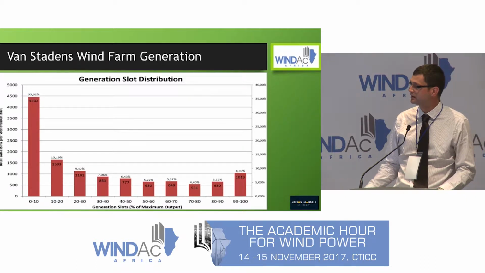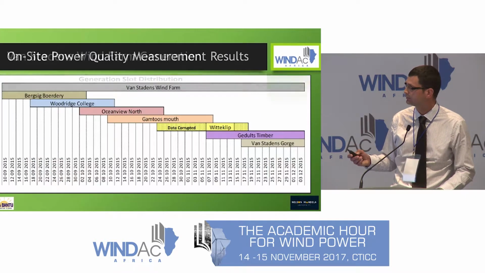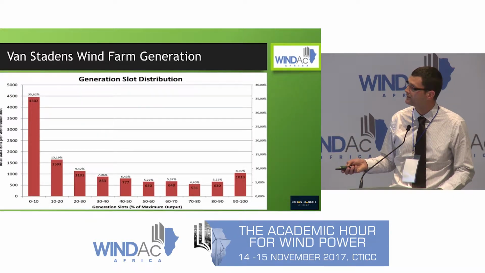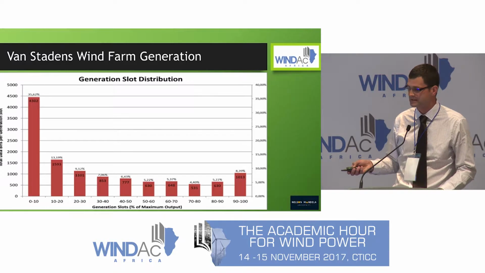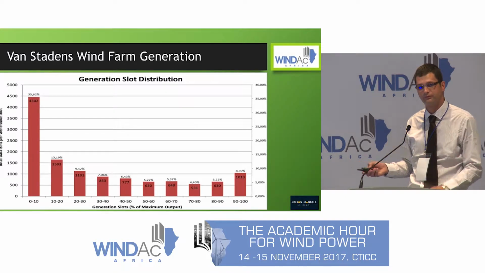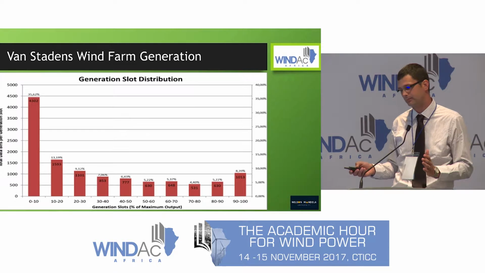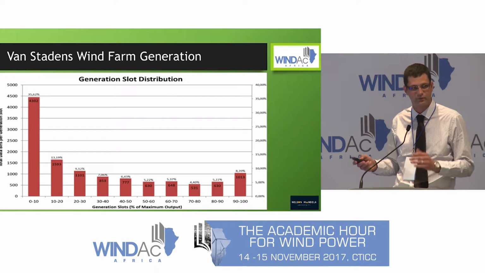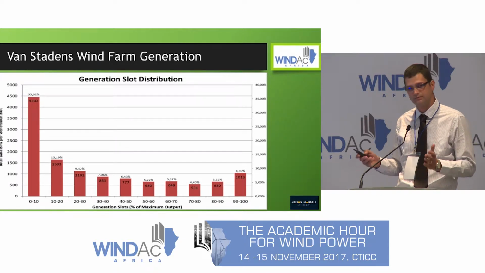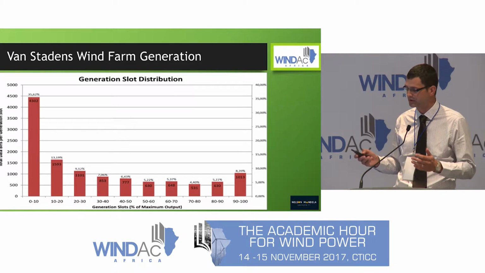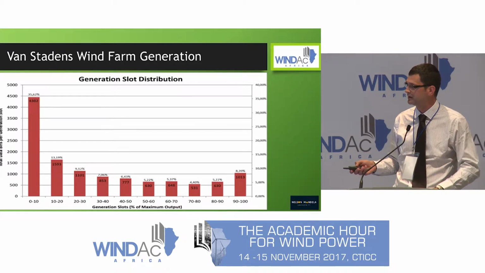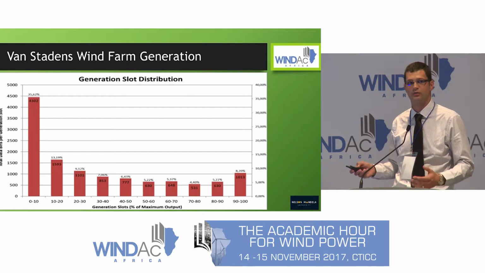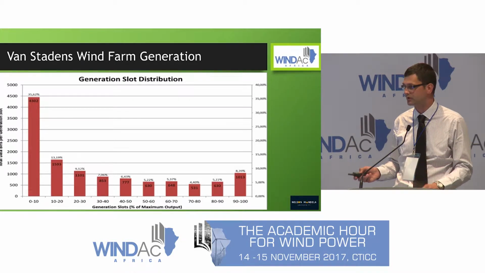You'll see each block here is a different bin of 10% output. So when the wind farm was generating between 0 and 10% of maximum, between 10 and 20% of maximum, this represents the number of times the wind farm was generating within that generation bin.